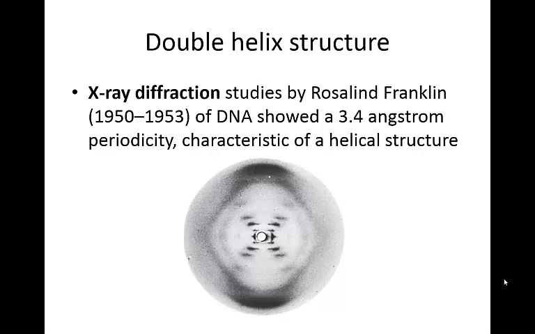The structure of DNA is that it has a double helix, and this structure is very important for both its function and how it's going to be replicated. In terms of the original studies of this, some X-ray diffraction studies were performed by Rosalind Franklin on DNA, and what she found was a 3.4 angstrom periodicity. We'll talk more about the importance of that in just a minute, and the characteristics of a helical structure. So what it shows is that the structure would repeat itself every so often.